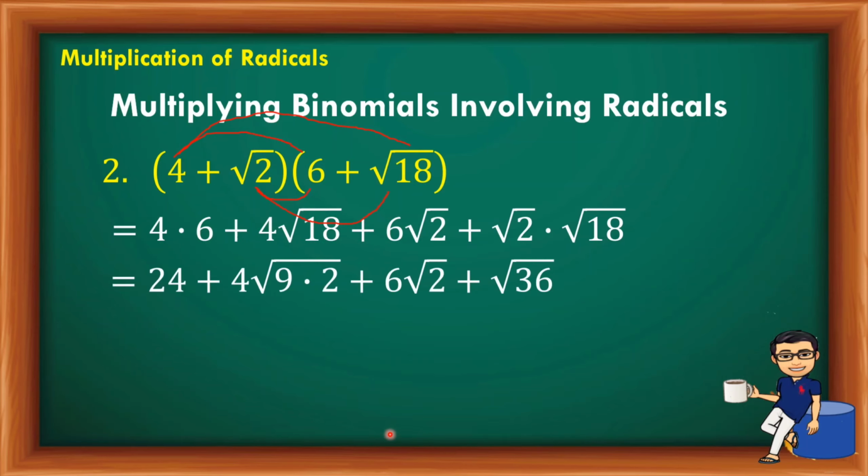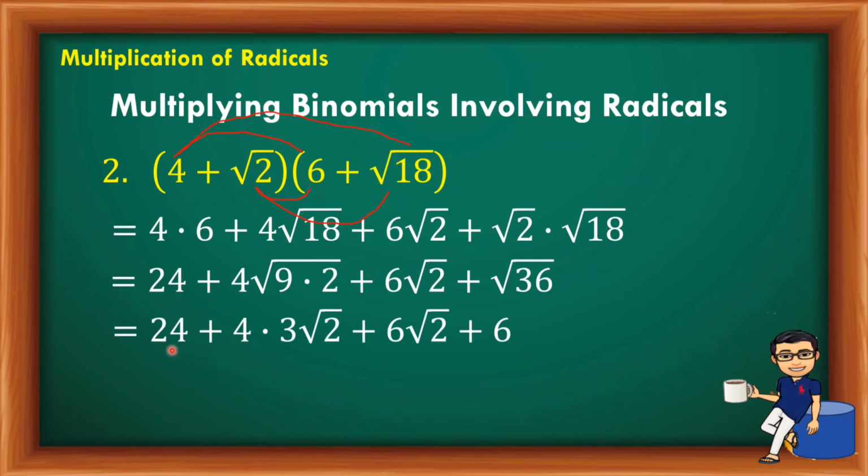So multiply natin yung mga pwede. Ito yung pwedeng multiply. 4 times 6 is 24. So kinopya natin ito. Pwede na natin itong i-simplify. 9 times 2 by getting the factor, perfect square. 6 times the square root of 2, kinopya na lang natin. So we have this. Minultiply muna natin ito kasi yun yung square root of 2 times 18. So, square root of 36.